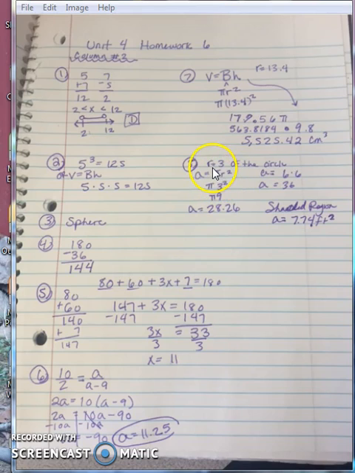Number 8, to find the area of the shaded region, we need to first find the area of the circle. So the area of the circle, if the diameter is 6, the radius would be 3. Okay, so then we're going to plug in 3 to our formula. 3 squared is 9. 9 times pi will give us 28.26. And then our area of the rectangle would be 6 times 6. And so that would equal 36. So the only thing else to do is to subtract to find the shaded region. So 36 minus 28.26 will give us 7.74 feet squared.